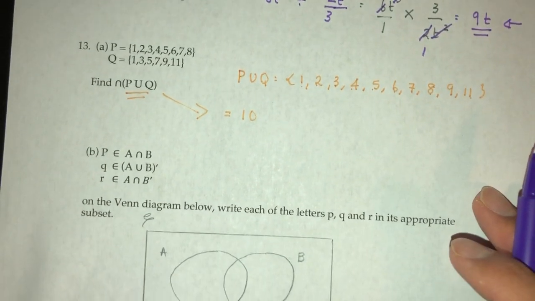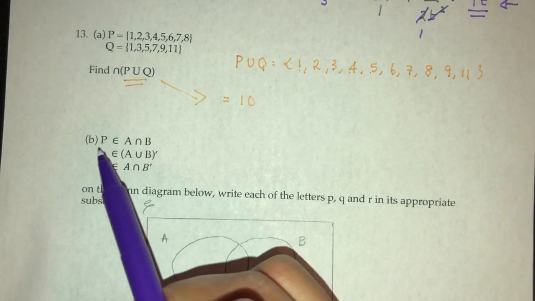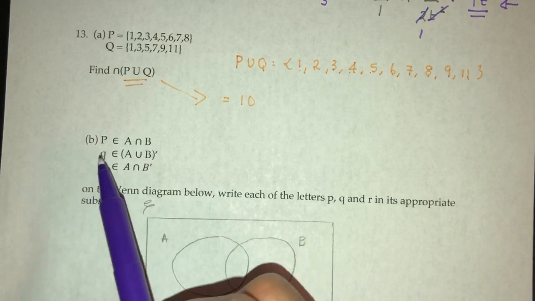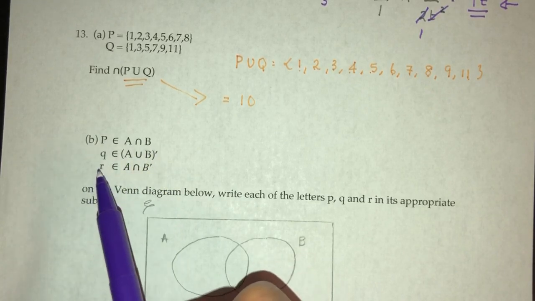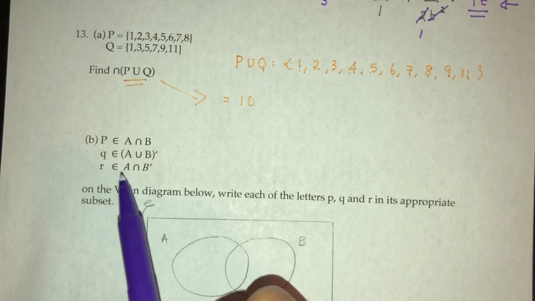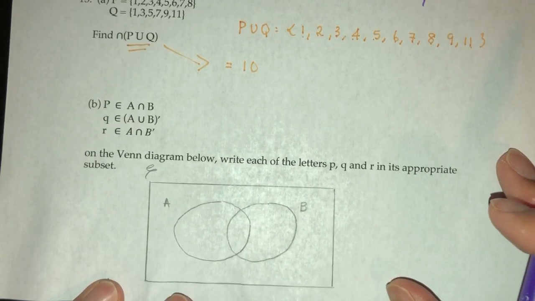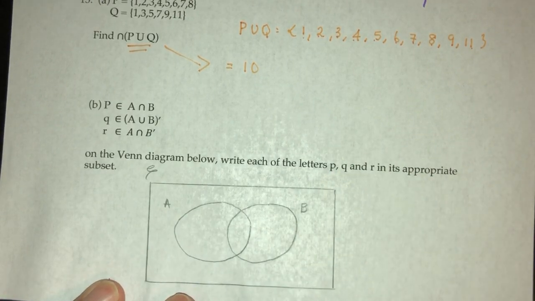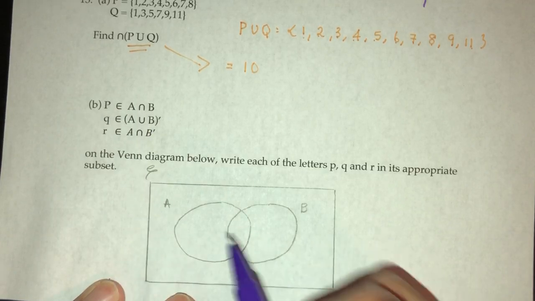Now for part B, we have a few set notations. So here we have P is an element of A intersecting B. Okay. Q is an element of A union B prime. And finally we have R is an element of A intersecting B prime. Now on this Venn diagram below, we have to write the letters in the subset. So first one is pretty easy. It is inside, in between those two. That will be P is right here.